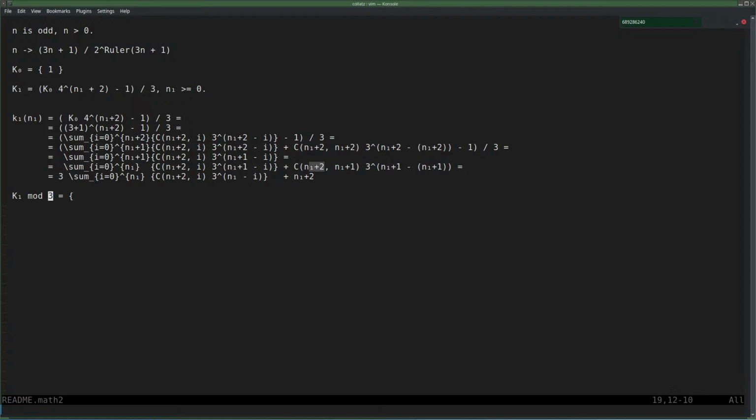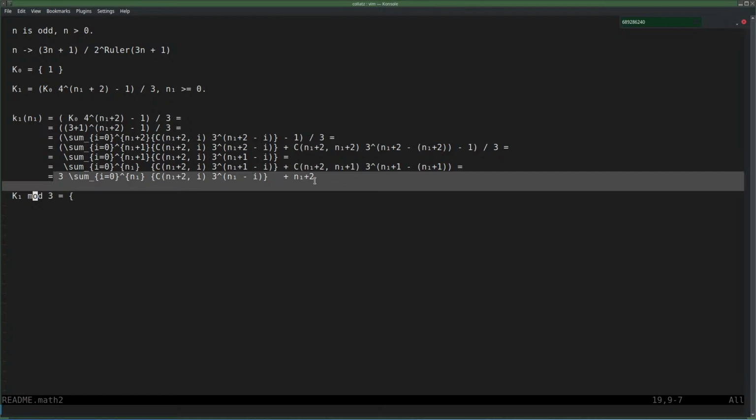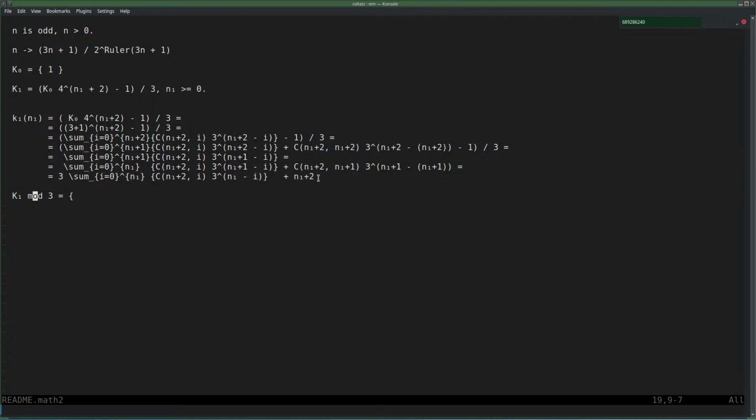And then we can finally calculate k mod 3. Because if you do this, this is still k1. If you do this modulo 3, that means that you get rid of this whole term, because this is divisible by 3. And the only thing left is n1 plus 2. So this is equal to n1 plus 2 mod 3. Yeah, well, let's keep it at that.